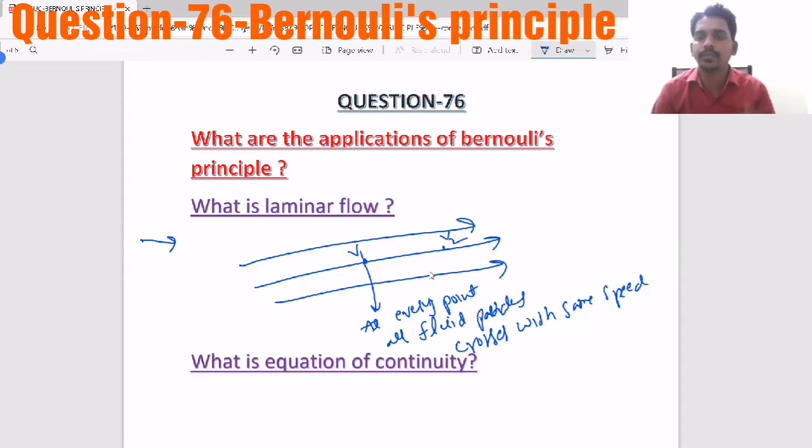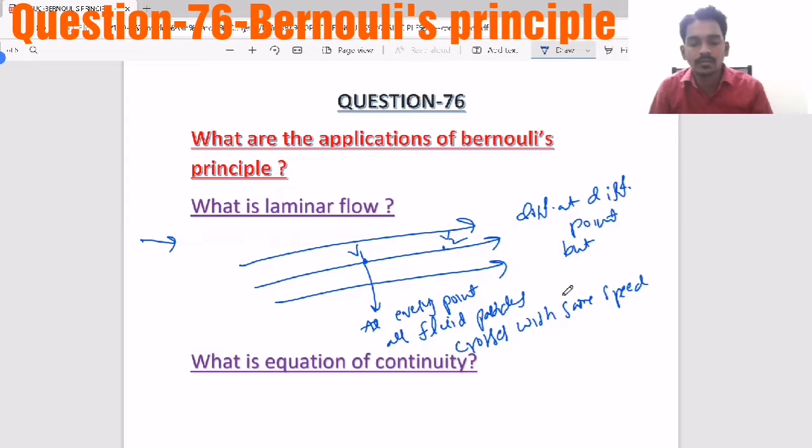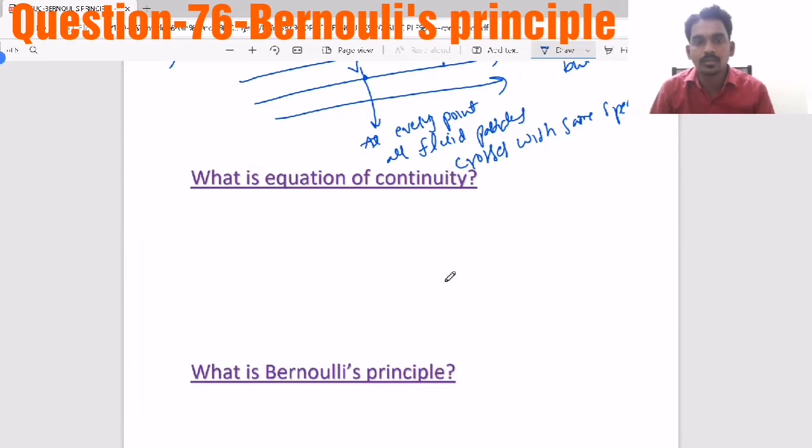Speed is different at different points. But at every point, all the fluid particles should have the same velocity. Such kind of fluid flow we call laminar flow.